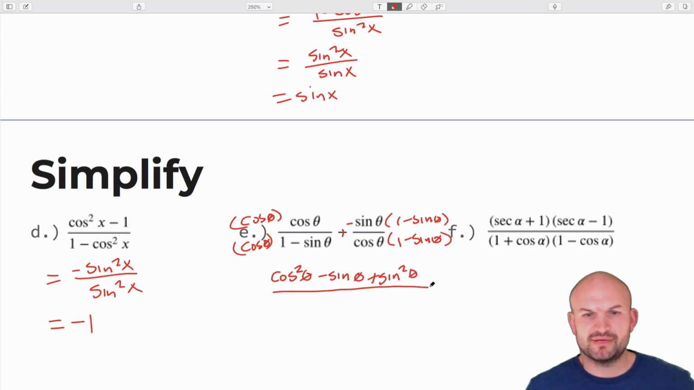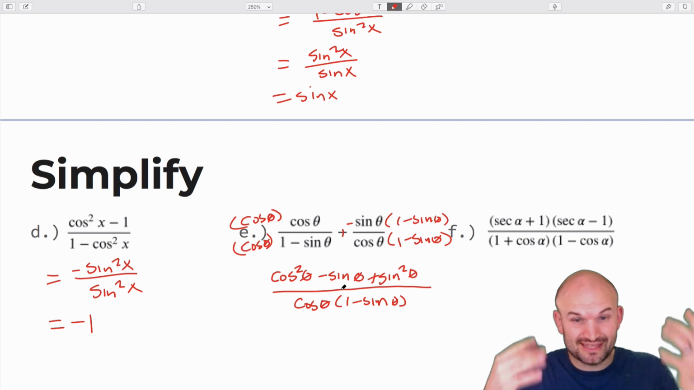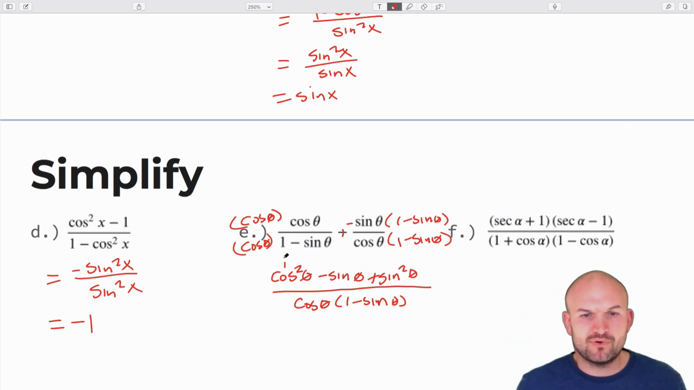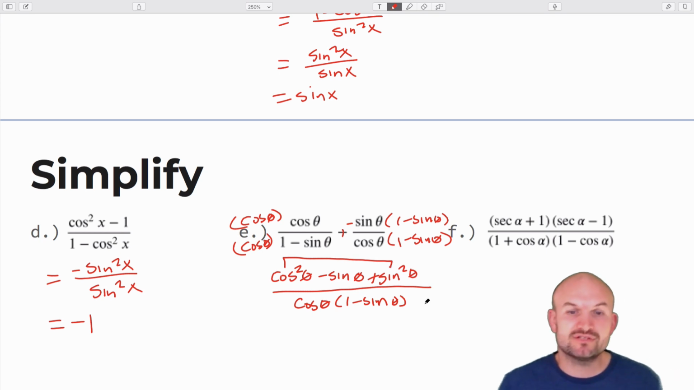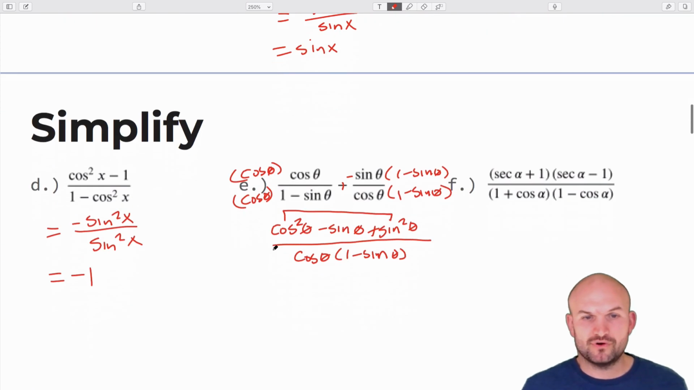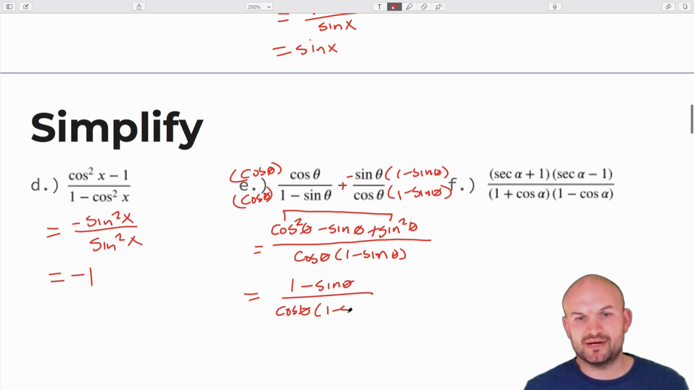Okay, and that's going to be all over cosine of theta times 1 minus sine of theta. Now, you could multiply that out, but again, our goal here is to get this down to one single trigonometric function, right? So it's important here that you recognize that cosine squared plus sine squared is going to be equal to 1. So therefore, I can now simplify this to 1 minus the sine of theta all over cosine of theta times 1 minus sine of theta.